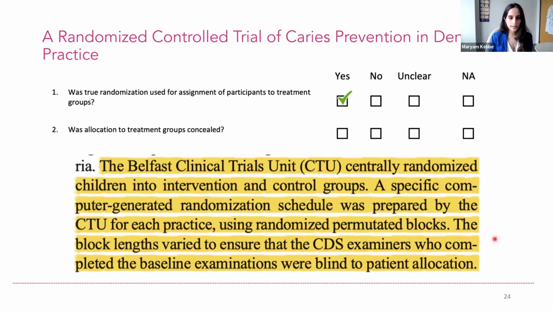And here you see that they state the block lengths varied to ensure that the CDC examiners who completed the baseline examinations were blind to patient allocation. Now, sometimes this is a bit of a subjective interpretation of the report. I believe I did put this as yes, it was satisfactory. Just because they did a block randomization does not necessarily mean that the allocation was concealed. So this could also fit under unclear if that's what you choose to put in here.